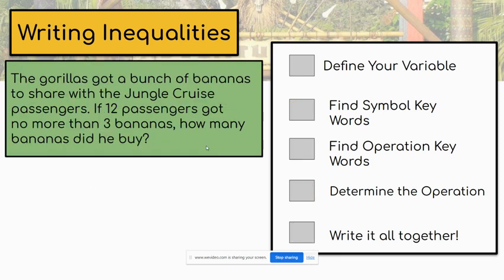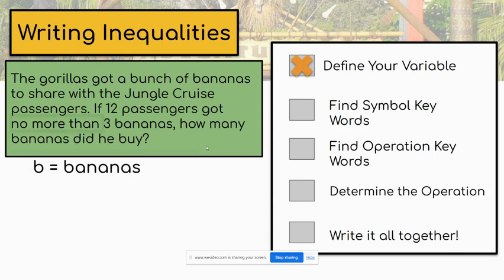And the last one. The gorillas got a bunch of bananas to share with the Jungle Cruise passengers. If 12 passengers got no more than 3 bananas, how many bananas did he buy? Okay, so that should say no more than 3 bananas each. They're each getting no more than 3 bananas. So what are we talking about? Well, we're talking about bananas, so B for bananas.